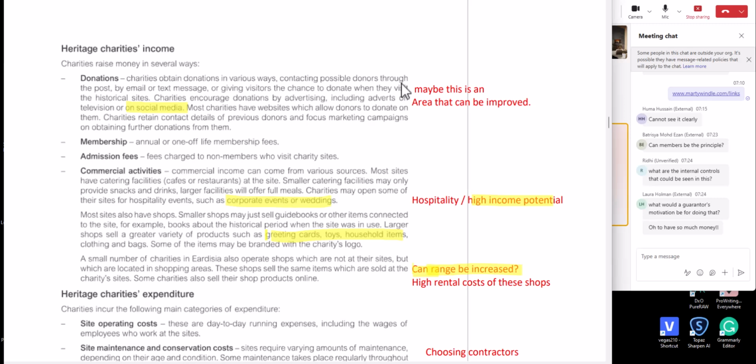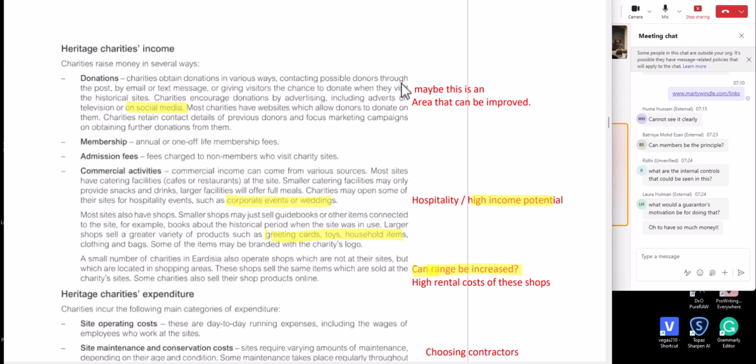So membership, we've got already. Admission fees. It seems like there's lots of potential for commercial income, and the more commercial income you can get in a charity, the better it is for your charity because you can do more things and cover more costs. So if we're looking for strategies, the thing they haven't asked about recently in the exam is strategic options. Like, what are the options open to this charity?